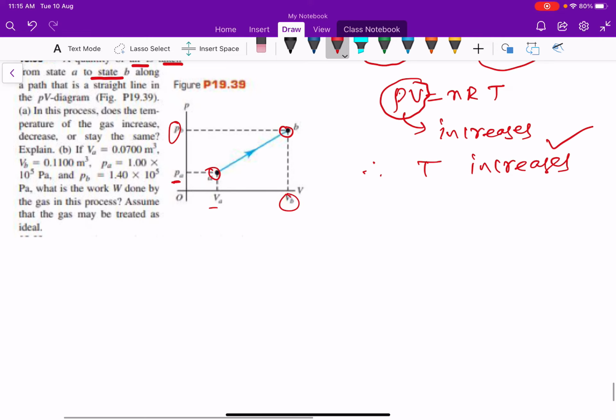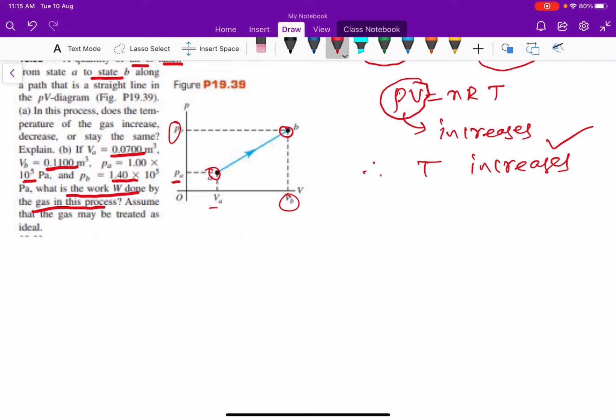Okay, next, if VA is equal to 0.07 meter cube and VB equal to 0.11 meter cube, PA equal to 1 into 10 to the power of 5, and PB equal to 1.4 into 10 to the power of 5 pascals, what is the work done by the gas in this process?